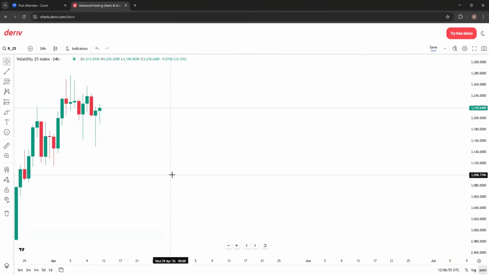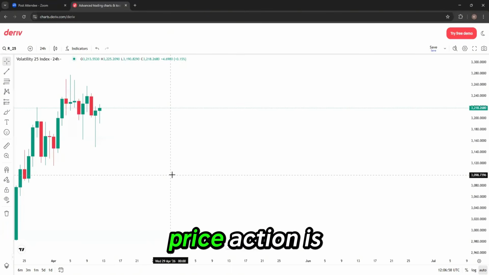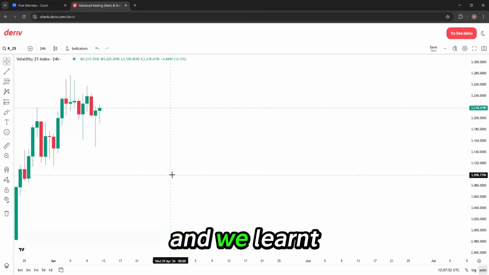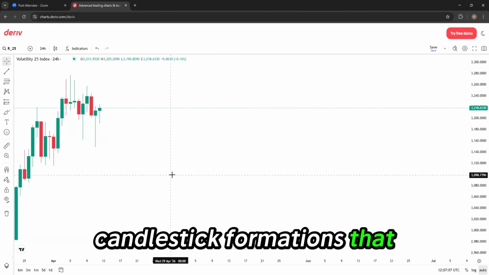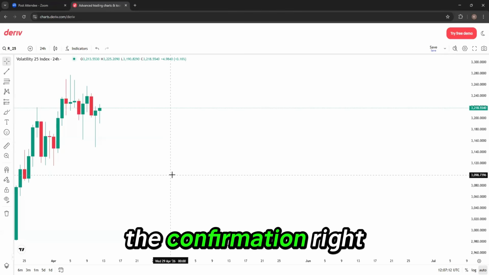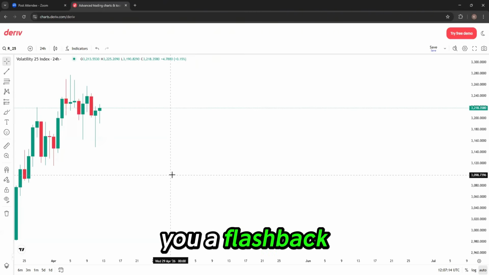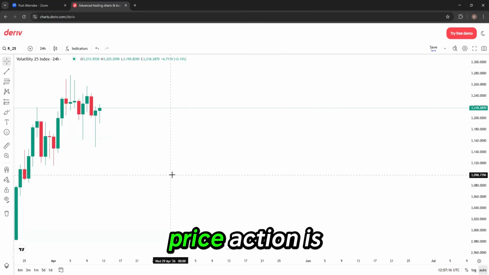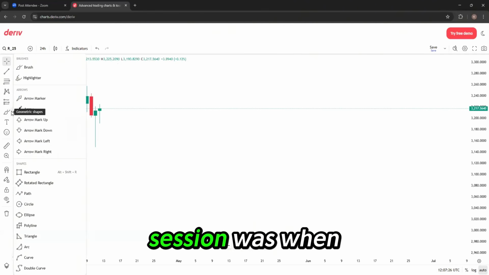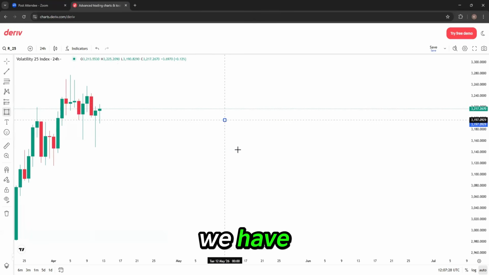On our last session of the beginners class, we learned how to identify candles and how to read candles. We generally spoke that price action is basically candlestick formation. And we learned about the three most important candlestick formations, and two of them I gave the confirmation. Just to give you a flashback, we learned that price action is candlestick formation. We learned that we have morning star patterns and evening star patterns.